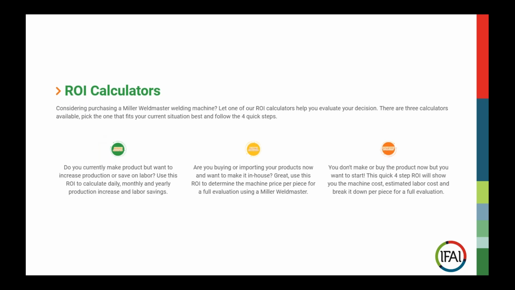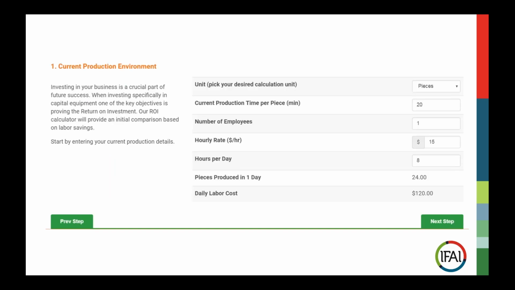There's 3 different tabs that you can choose from. One, you're currently making products and you want to save on your labor and output of production. Two, you're currently buying or importing your products now and want to make it in-house. Or three, you don't make or buy the product, but you want to start. So the example that I gave, I clicked on you're currently making the product right now. So you would click on the green dot there, and then you would start filling this out.